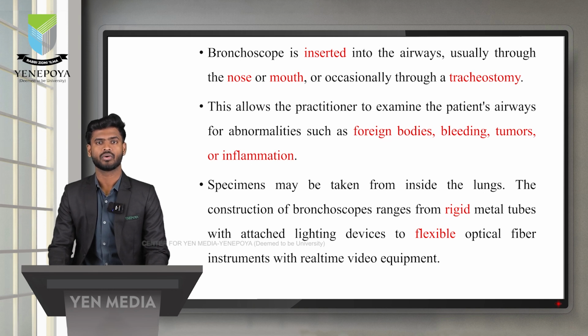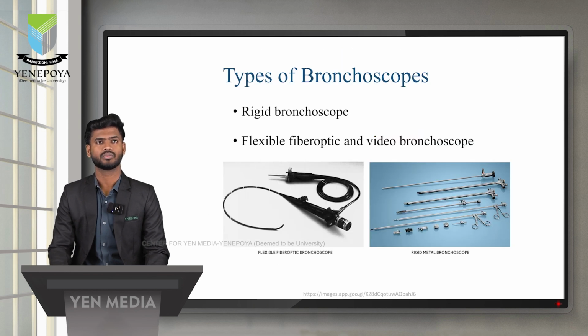The construction of bronchoscopes ranges from a rigid metal tube with attached lighting devices to a flexible optical fiber instrument with real-time video equipment. Types of bronchoscope. We have two types of bronchoscope. The first one is a rigid bronchoscope and the second one is a flexible fiber optic and video bronchoscope. In the images shown, you can easily identify that the wires are connected and it is flexibly bending. So it's known as a flexible bronchoscope, and the other one is made of steel, straight and rigid type. So that one is known as a rigid bronchoscope.